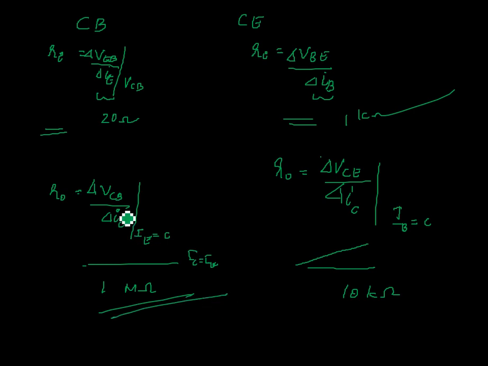So what can you conclude here? The input dynamic resistance for common base is very low. The output dynamic resistance of common base is very high. Whereas for common emitter, you can see that it is in the medium range. Input dynamic resistance is low and output dynamic resistance is high.